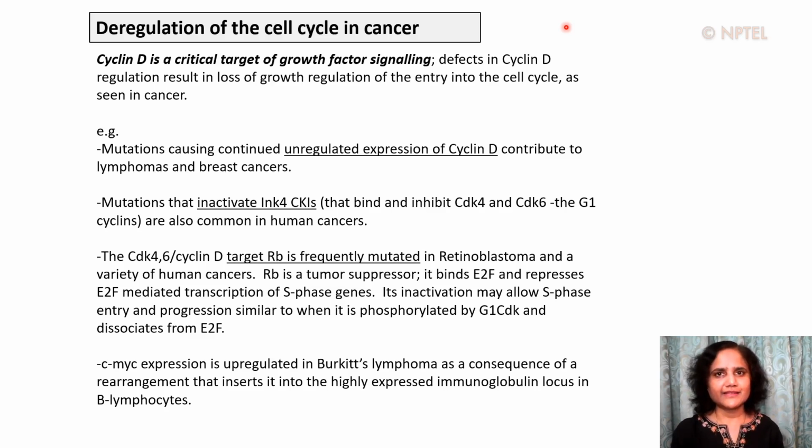Retinoblastoma is a tumor suppressor and I already mentioned it binds E2F and represses E2F mediated transcription of S phase genes. So its inactivation may allow S phase entry and progression, similar to when it's phosphorylated by G1-CDK and dissociates from E2F.